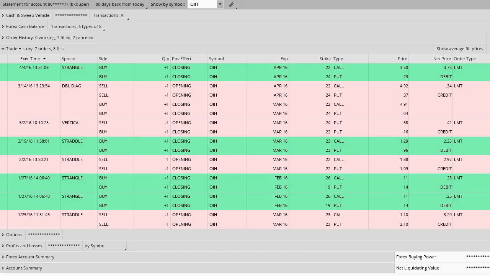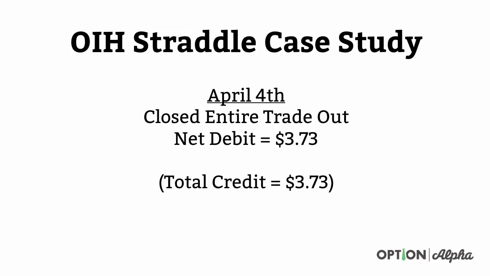So again, here's our trade to go ahead and close out of the position. Our strangled trade on April 4th. We closed out of both our 22 calls, again, which we had never touched from the beginning, and our 24 puts for a 373 debit, basically gave us a scratch on the trade. But I'll take a scratch any day of the week to avoid a big loser.